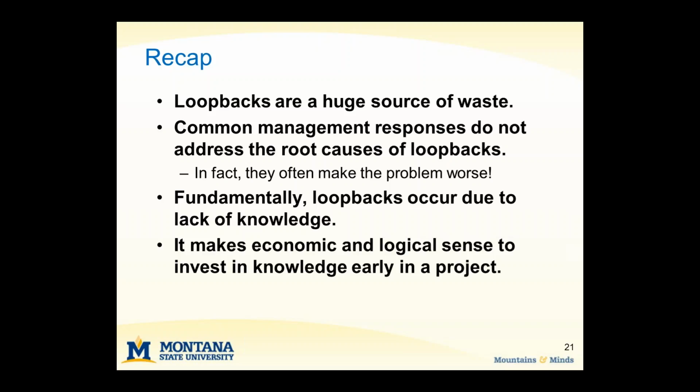And hopefully you agree that it makes economic and logical sense to invest in knowledge early in a project so that you can front load that project up and make better decisions early and therefore not have to try to make changes late in the process. In other words, try to avoid those loopbacks.